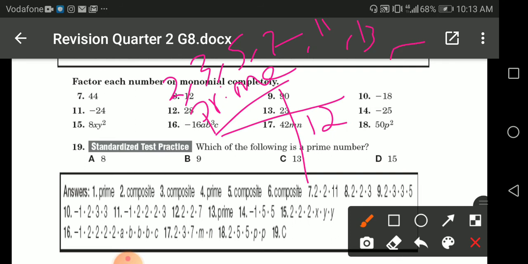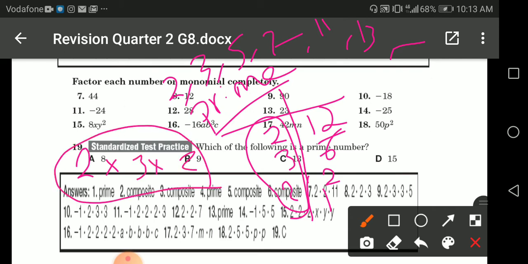So 12 divided by 2 gives you 6. Divided by 3 gives you 2. Divided by 2 gives you 1. So the factors of number 12 are 2 times 3 times 3. So this is the answer. The factors will be 2 times 3 times 3.